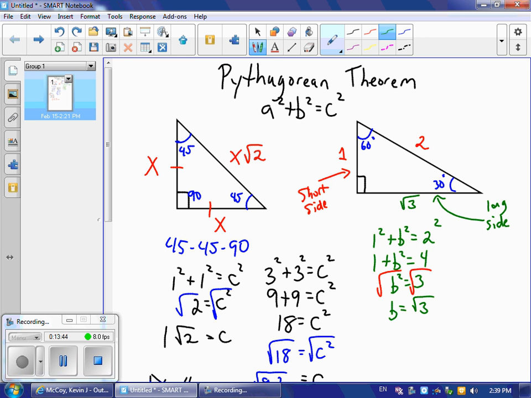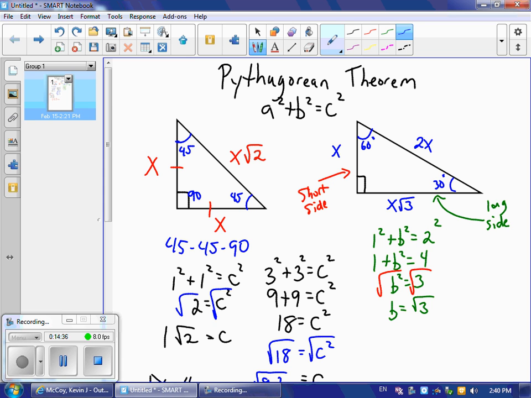Now what you're going to find is that whatever I let the short side be, the hypotenuse will always be 2 times the short side. So I'm not going to actually do another Pythagorean theorem example here, but this is what you're going to find. I'm going to erase my 1 and my 2 and my square root of 3. Whatever the short side is, I'm going to let that be x. The hypotenuse is always going to be twice the short side, so we'll call that 2x. And then the long side is always going to be the short side times the square root of 3.